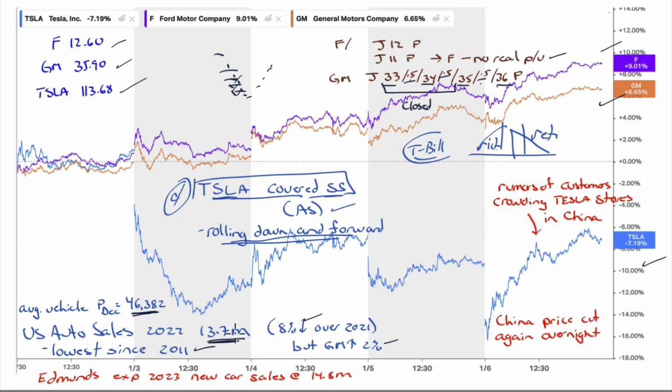The auto industry is already running just barely above recessionary levels at this point. When you think pre-pandemic, you were about 17 to 18 million cars a year. You're down to 13.7 million. Edmunds expects 2023 new car sales to come in at 14.8 million, so an increase from the 13.7.